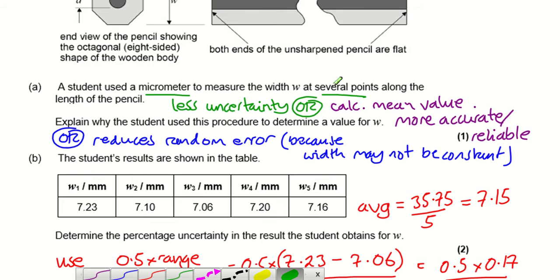It's a micrometer. They're measuring at several points. And by measuring at several different places, it also means that you're reducing the random error. Now that's probably the cleverer of the various solutions, reducing random error, because the width may not be constant. That's probably the most intelligent thing to say.